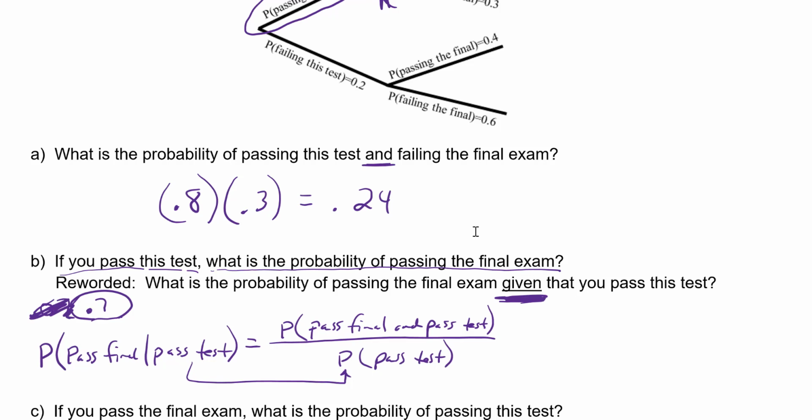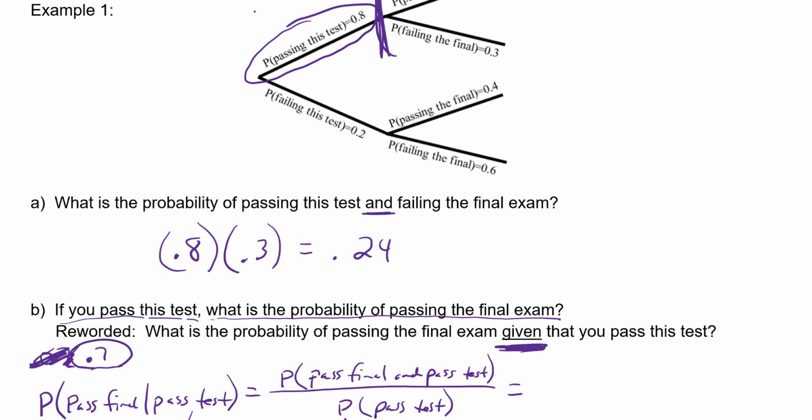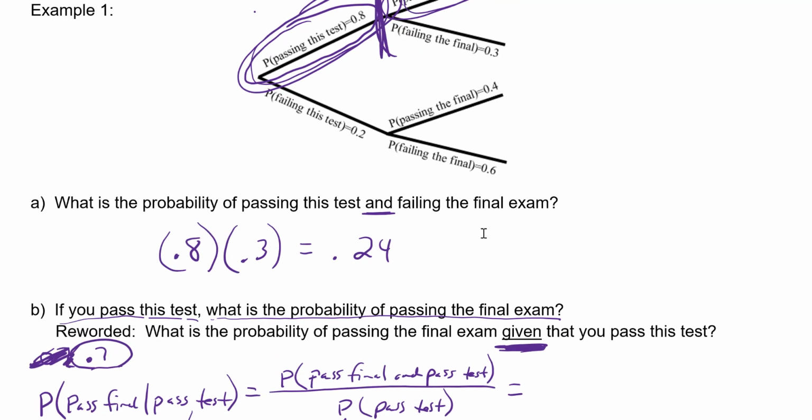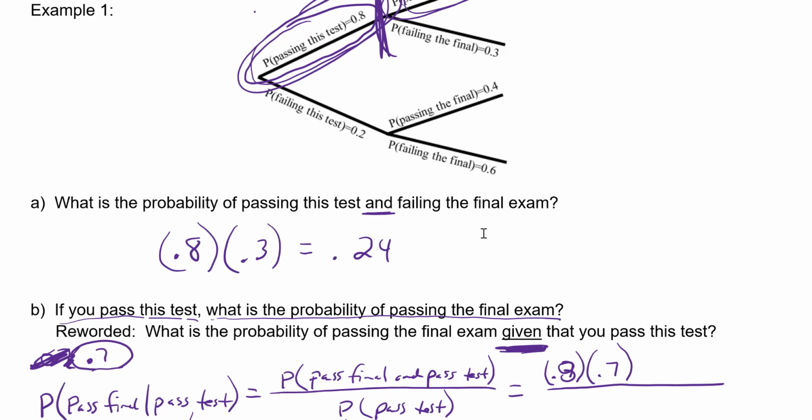All right. So the probability of passing the final and passing the test. So let's go back up here. Probability of passing the final and the test. That's going to be 0.7 times 0.8. Okay? Well, let's do 0.8 times 0.7, just keep it in order there. 0.8 times 0.7. Okay? What's the probability of passing the test?